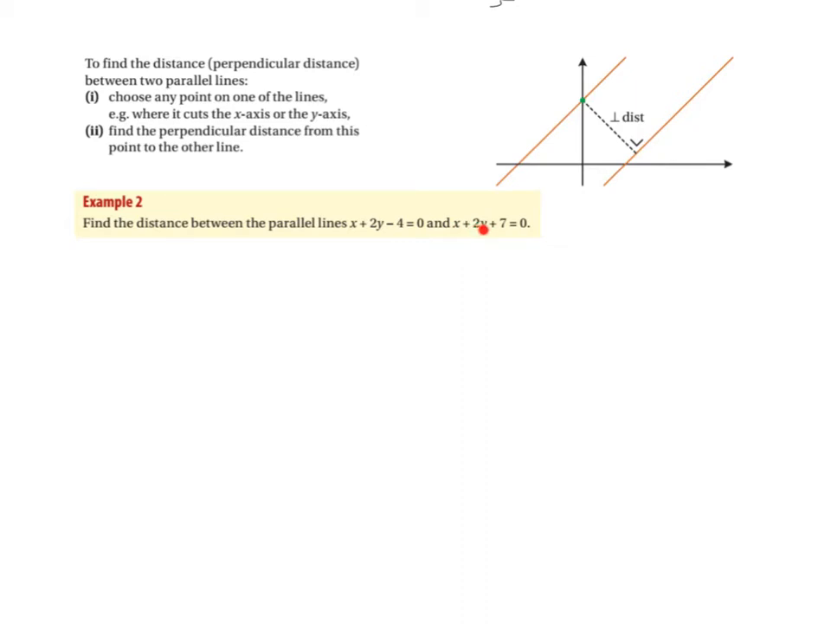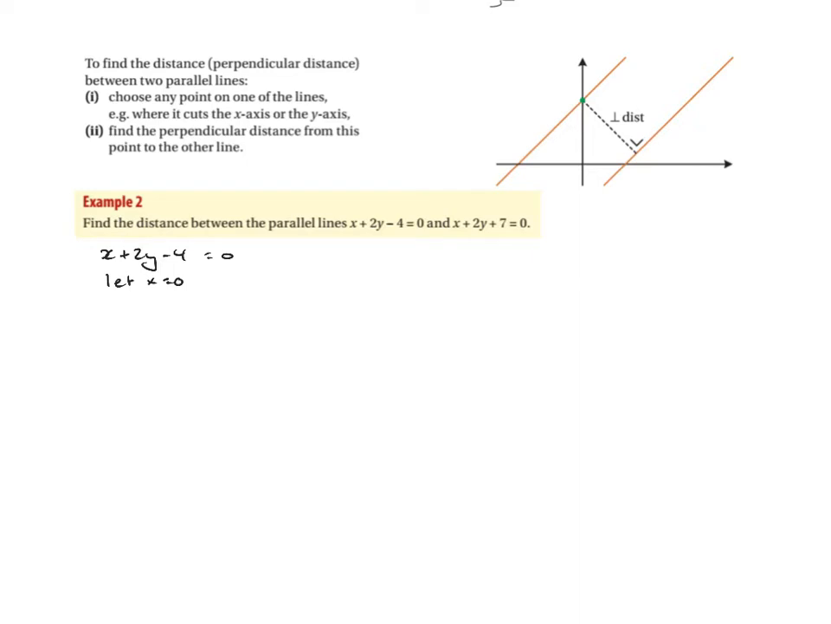So we need to find a point on one of these lines. It doesn't matter which one we do. So let's have a look at x plus 2y minus 4 is equal to 0. So what I'm going to say is, let x equal 0, so I'm going to find out where it crosses the axis.